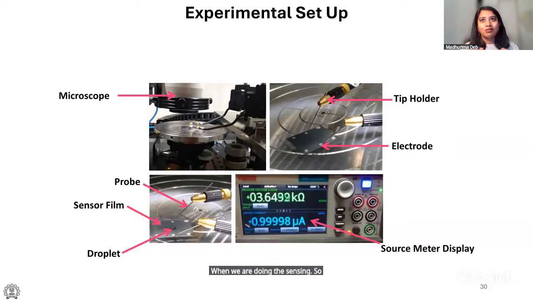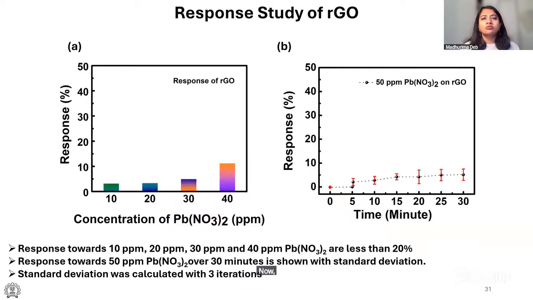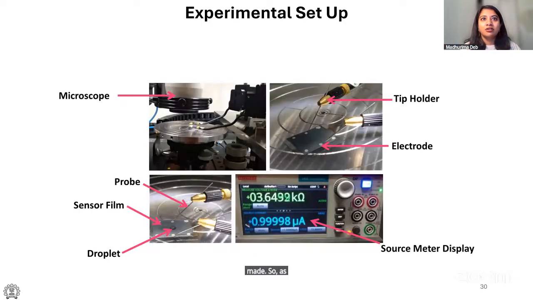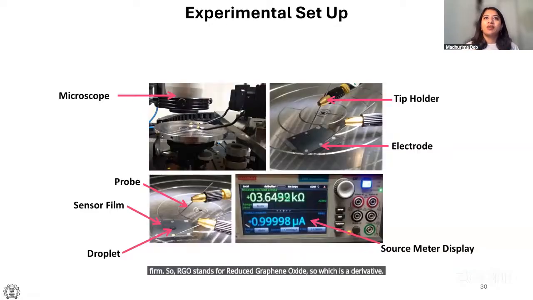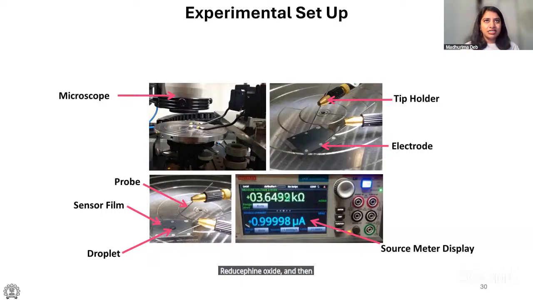So this is another very important point for designing sensors. Now, I will come shortly to the response study of RGO, that is reduced graphene oxide, that I made. The film that you can see is an RGO film. RGO stands for reduced graphene oxide, which is a derivative of graphene oxide. From very small graphite flakes, we get the graphene oxide, and then we reduce it into reduced graphene oxide, and then we use it for our sensing.